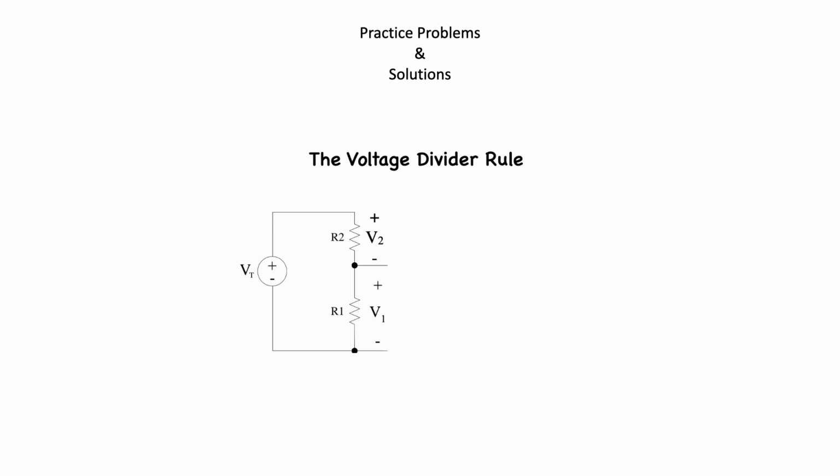Therefore, the voltage drop across each of these series resistors will be equal to that resistor's value divided by the sum of the resistors in series times the source voltage. That is, V1 is equal to R1 divided by the sum R1 plus R2 times the source voltage. And V2 is equal to R2 divided by the sum of R2 plus R1 times the source voltage.